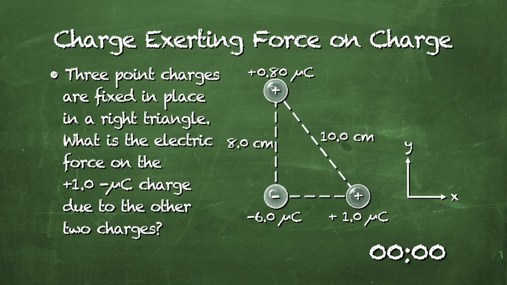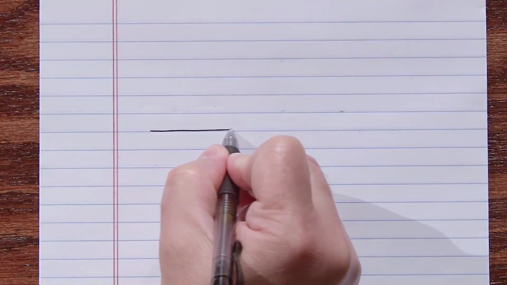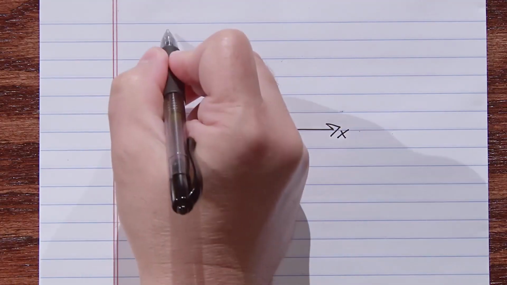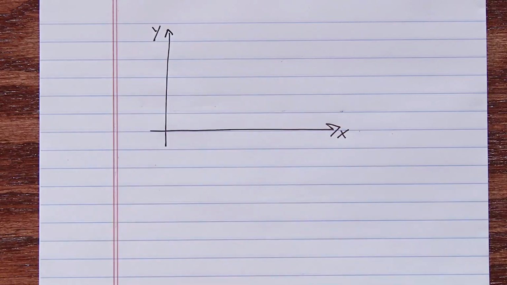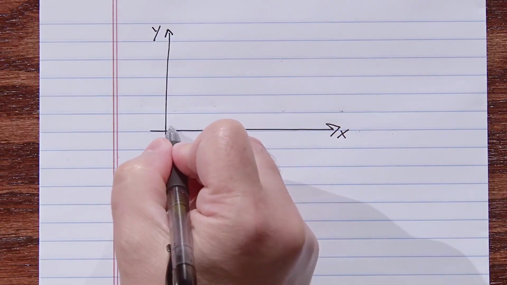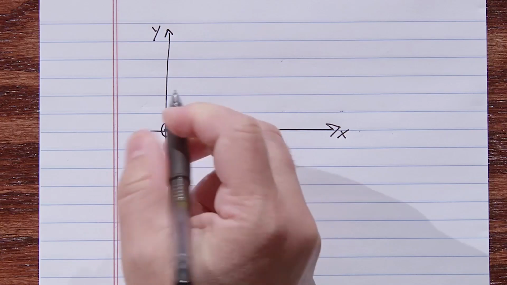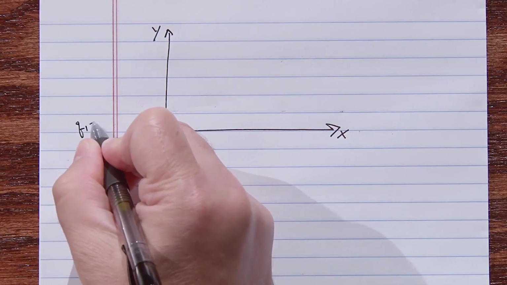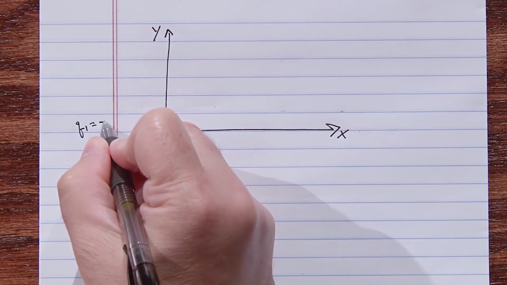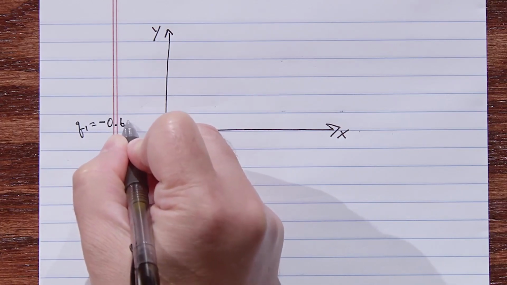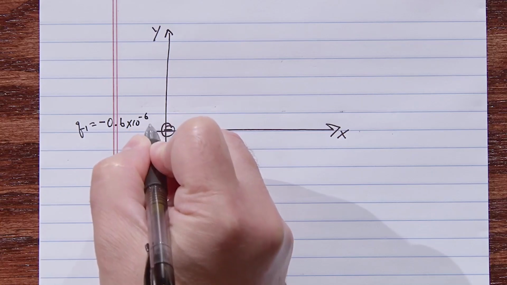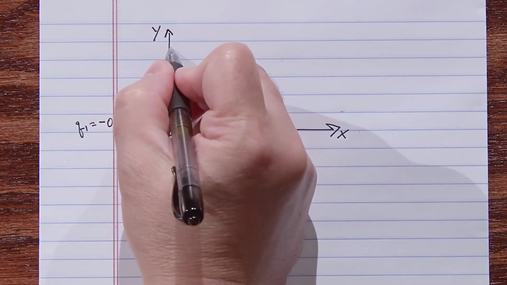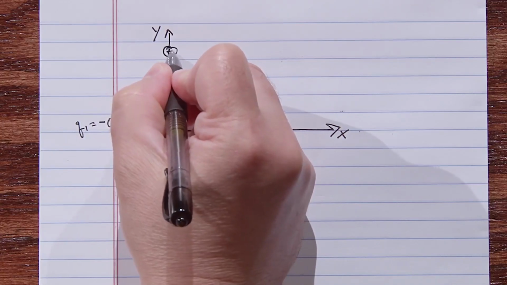Okay, let's draw our diagram. Draw my x-axis and my y-axis. Okay, and I have one charge. We'll call that Q1, is equal to negative 0.6 times 10 to the minus 6 coulombs. It's 0.6 microcoulombs. I have a second charge.